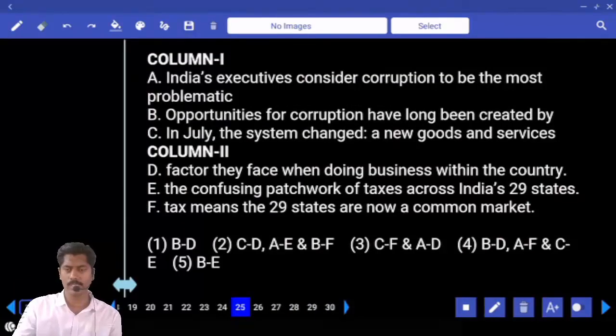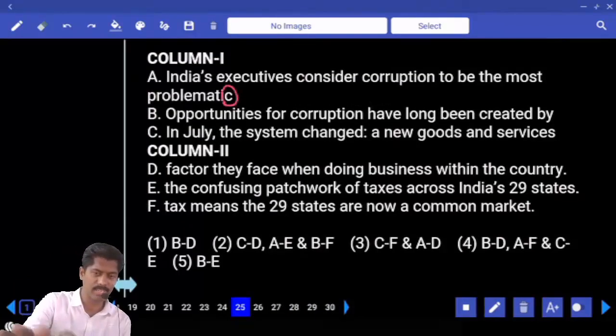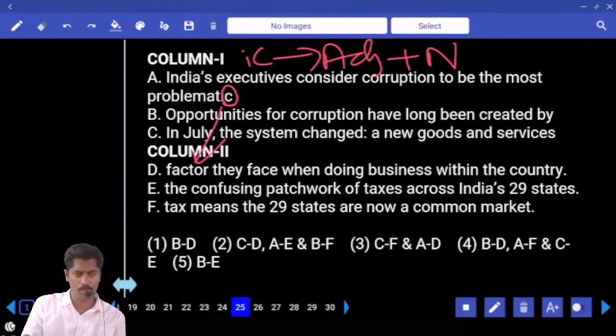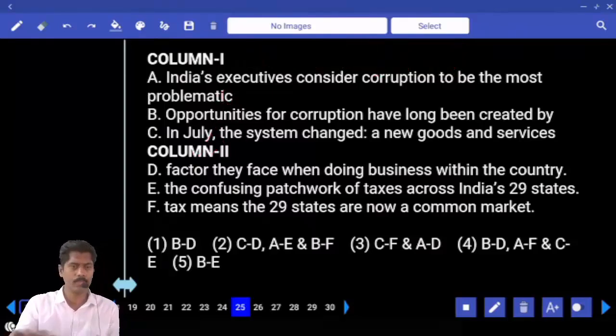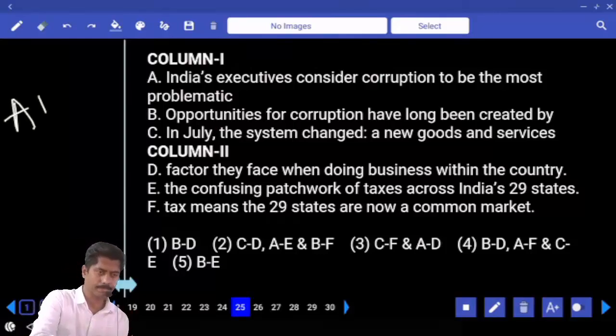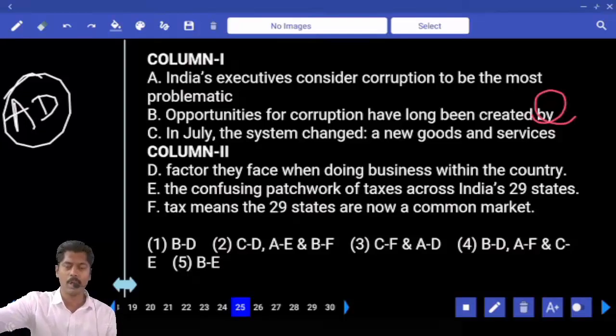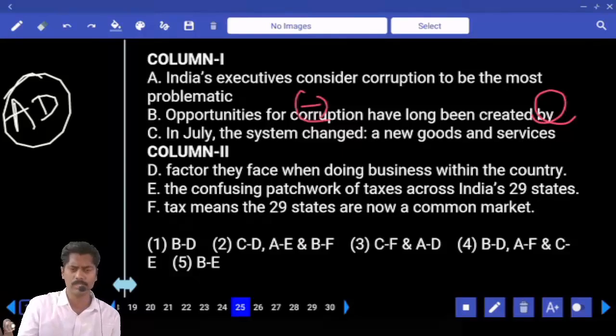India's executives consider corruption to be the most problematic. If a word is ending with IC, what is that? After an adjective, I need? No. Problematic factor, noun, yes. Problematic, the confusing, no. Problematic tax means. AD or AF? AD. Opportunities for corruption have long been created by whom? Opportunities have been created by the confusing patchwork. By tax means, not sure, because he's talking about negative corruption. Maybe E.